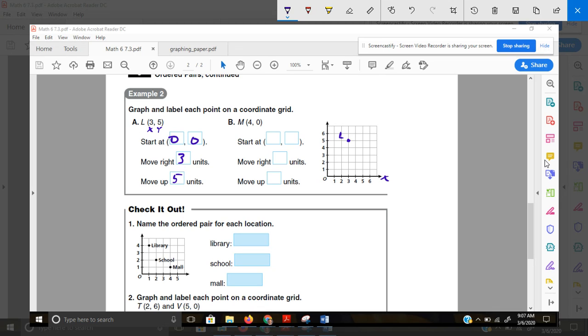Problem B, letter M, is at 4, 0. Start at 0, 0 as always. Move right 4 units and move up 0 units. So starting at 0, 0, moving right 1, 2, 3, 4, and going up 0. This is actually going to be on the x-axis. And then label that point M. And there you have it. That's as easy and quick and simple and basic as it gets. If you have questions on how to graph those, please come ask me.